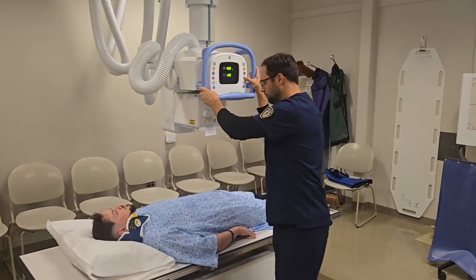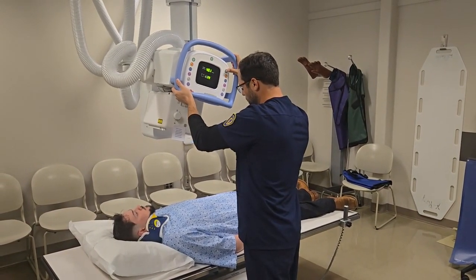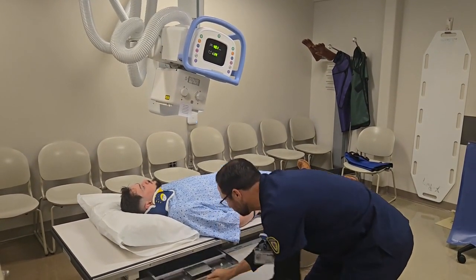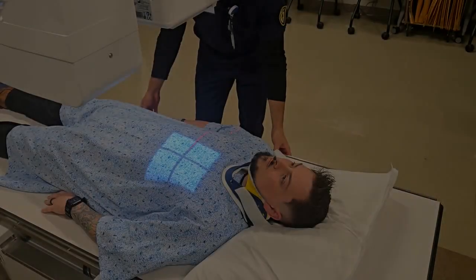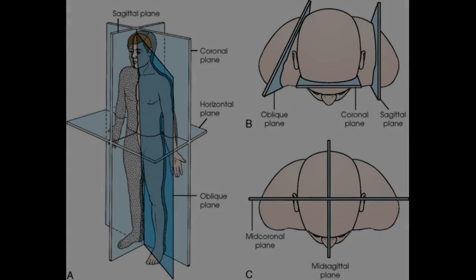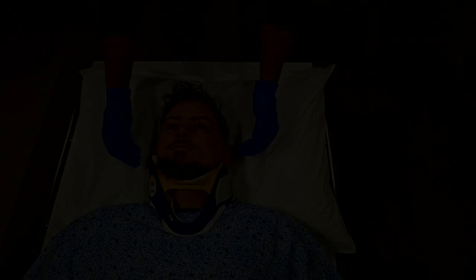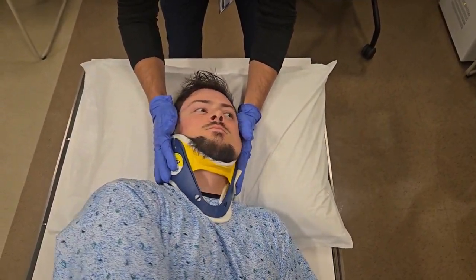To start with the AP C-spine, the patient remains supine on the stretcher or table with the cervical collar in place. Do not move or manipulate the neck. Ensure the patient's head is straight with no rotation. If possible, gently adjust the body, not the neck, to align the mid-sagittal plane with the midline of the table and IR. If the patient needs adjustment, ensure that there is someone stabilizing the neck and collar at all times.